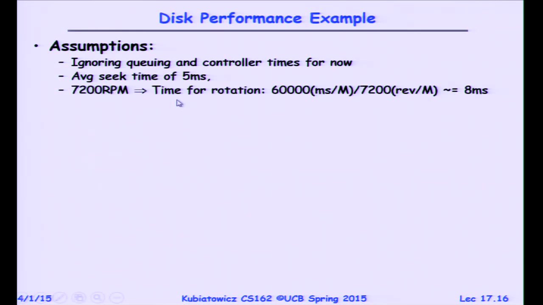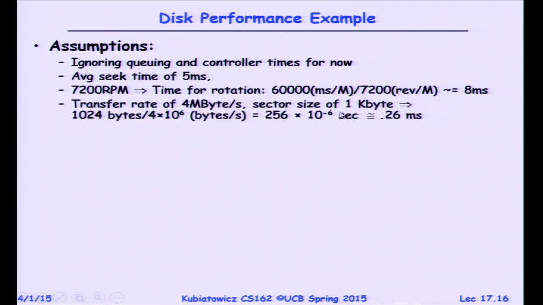So to figure out how long a rotation takes, units, right? 60,000 milliseconds per minute. Everybody got that? Because there's 60 seconds in a minute and 1,000 milliseconds in a second. All right? Over 7,200 revolutions per minute. The minutes cancel, and you end up with milliseconds per revolution. I didn't write it there, but it's about 8 milliseconds. Okay?